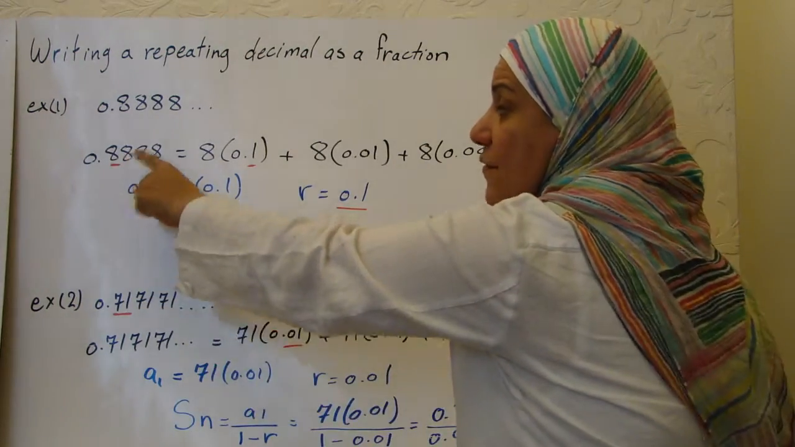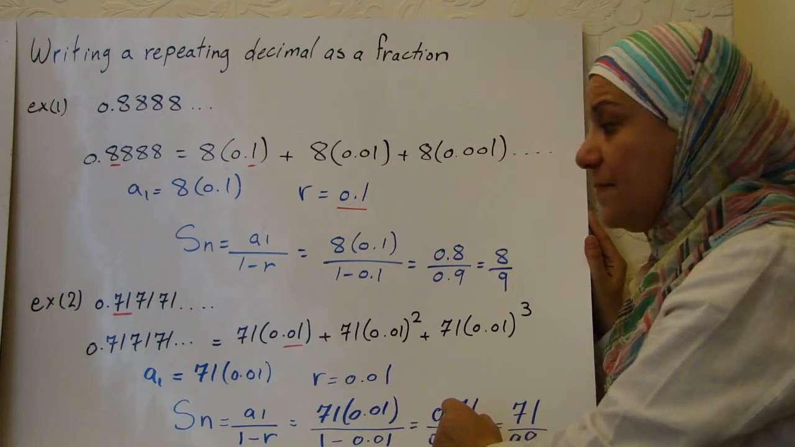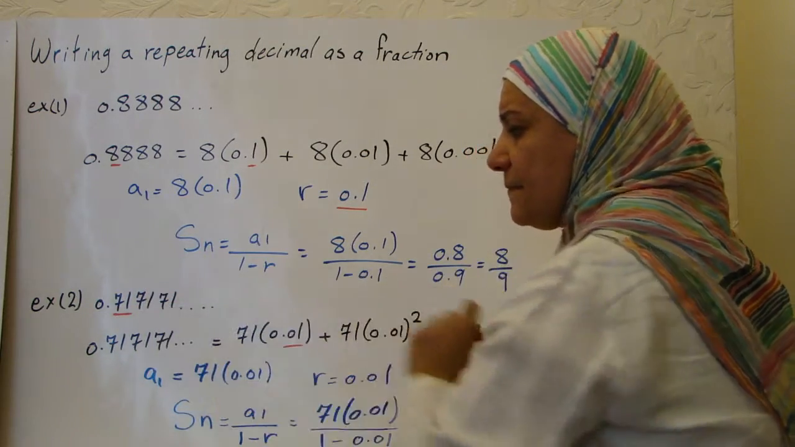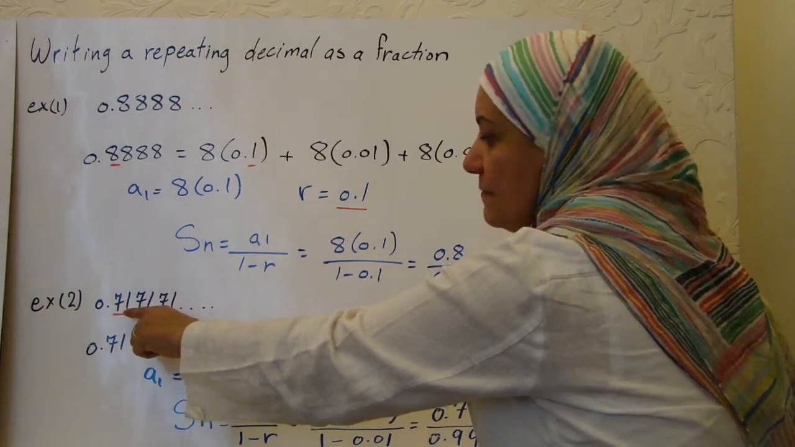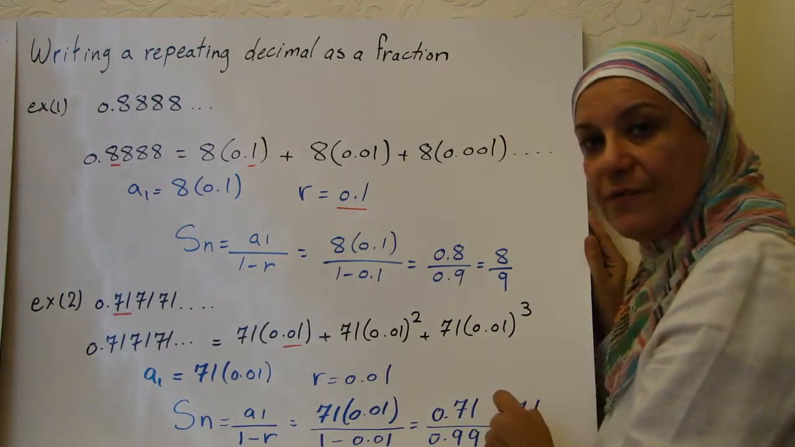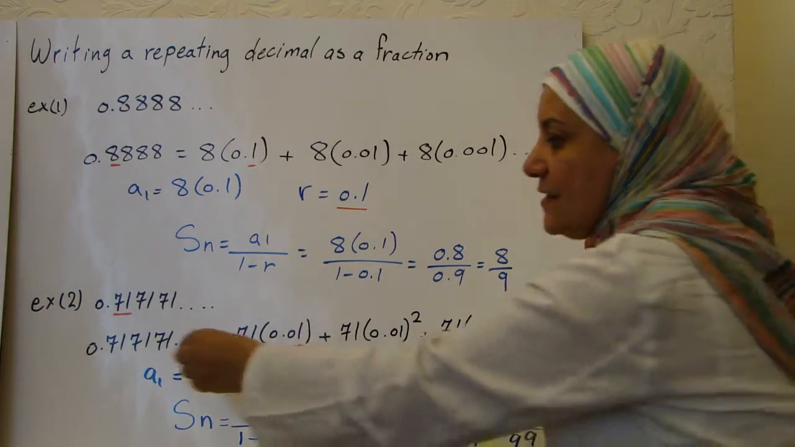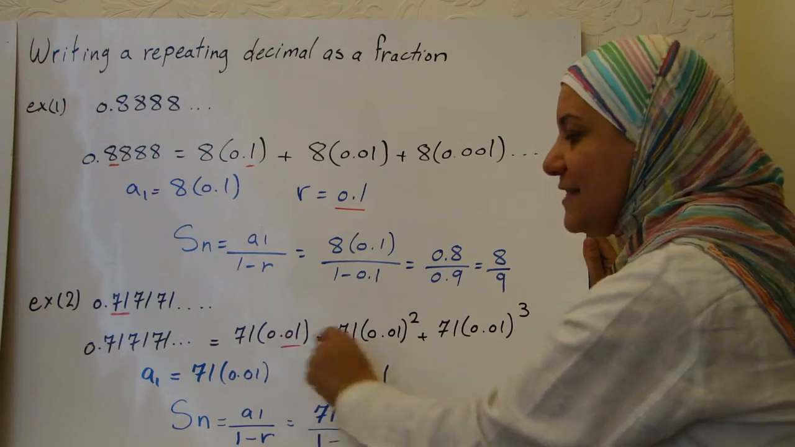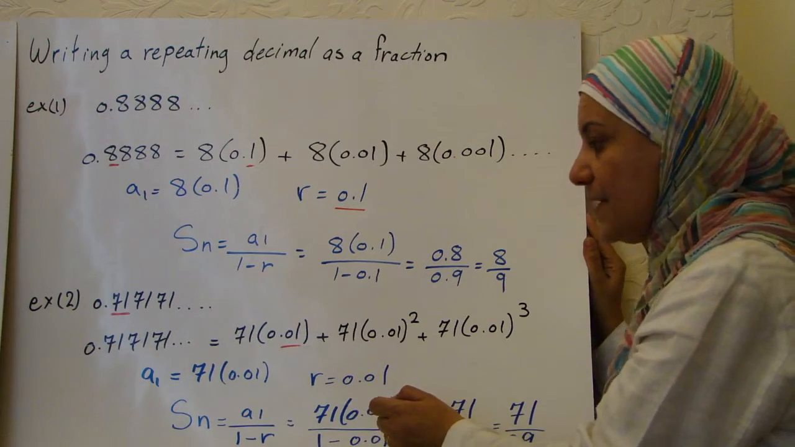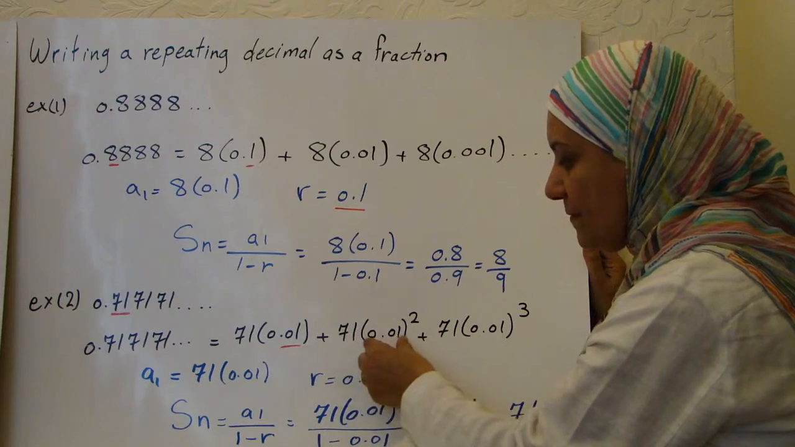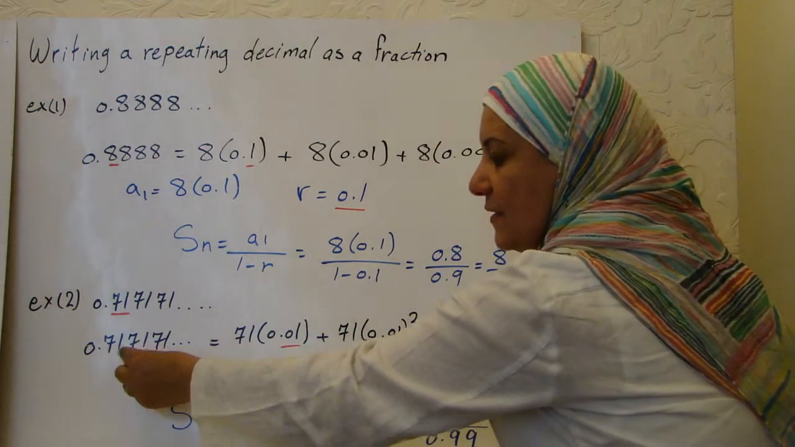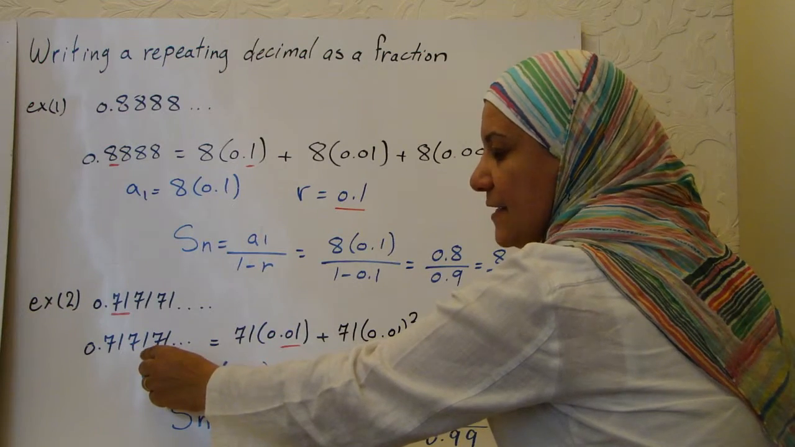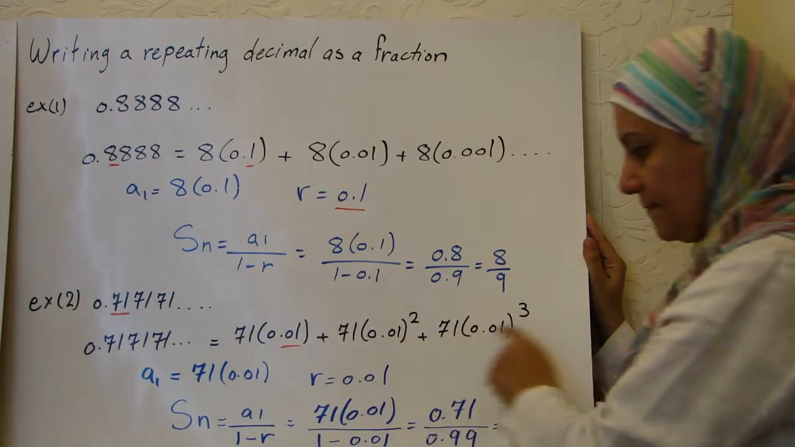What if you don't have only one repeated digit? You have a double repeated, which is 0.71 repeated. Is that over 100? No, it is not over 100. Let's see. The same thing. Take the first 2 digits after the decimal and put them as your first term. And then each one of them is the one next to it. So 71 over 100, and then 71 over 10,000, and so on.